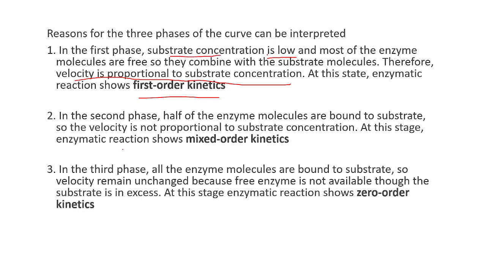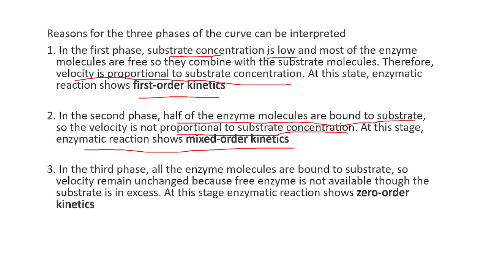And then when you are increasing the concentration of the substrate, the velocity is no longer proportional to the substrate concentration. That is, almost half of the enzyme molecules are bound to the substrate. At this stage your enzymatic reaction is showing mixed order kinetics. So in the first phase it was first order, and then when half of the enzyme molecules are bound to your substrate, they follow mixed order kinetics.